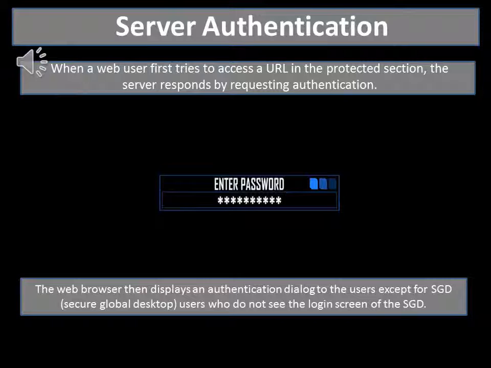When a web user first tries to access a URL in the protected section, the server responds by requesting authentication. The web browser then displays an authentication dialog to the users, except for SGD or Secure Global Desktop users who do not see the login screen of the SGD.